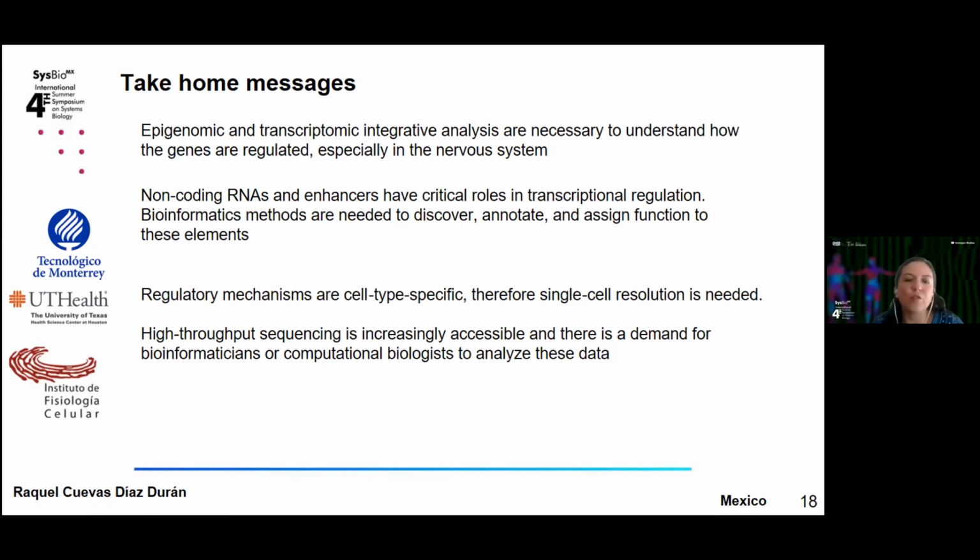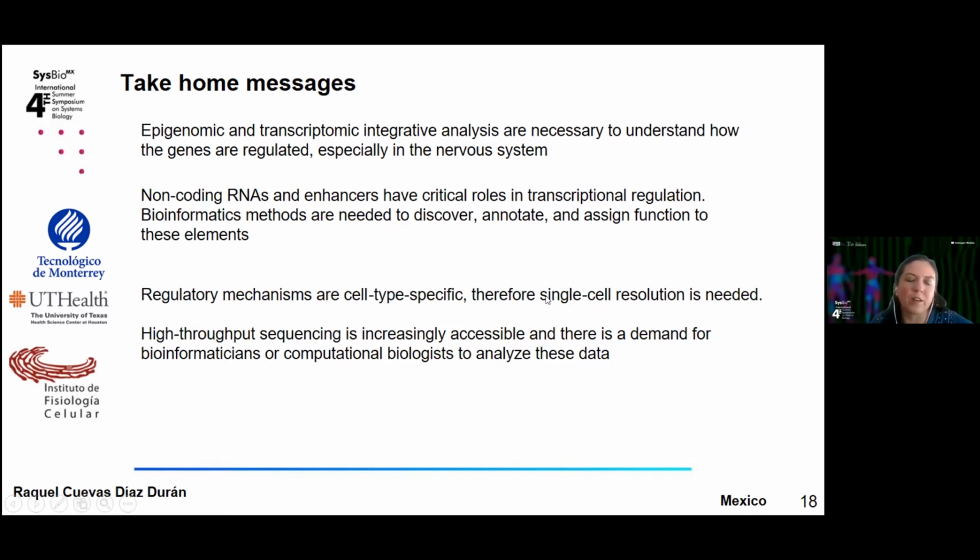And then also one important thing that I want to mention is that these regulatory mechanisms are highly cell type specific. And they have to be, because that's why we have the same genome, but with different function throughout all our body. And that's basically because of these regulatory mechanisms. And even more, right now, doing bulk assays is not the best. Right now, you should go into single cell.